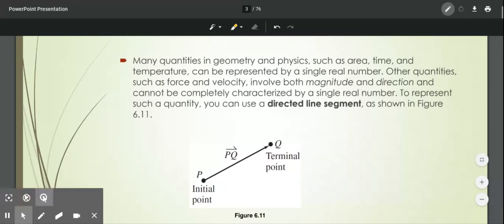So with a vector, a vector is a directional line segment. A vector has an initial point, which is where it starts. If they talk about the initial point, that's your starting point. And it has a terminal point, that's your ending point. And then the arrow tells you what direction it's going. So the direction matters. If they tell you that you have vector PQ, it means it's starting at P and it's ending at Q.